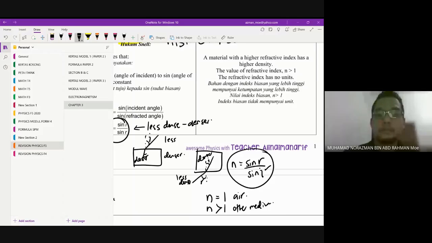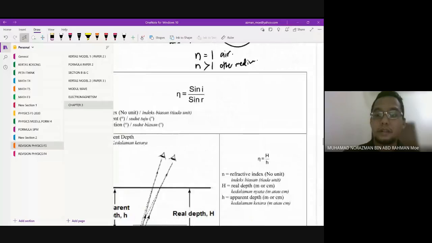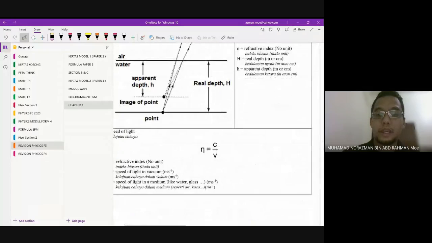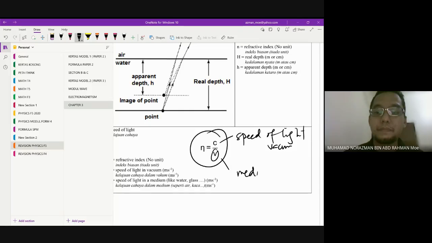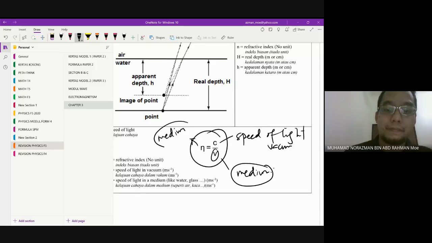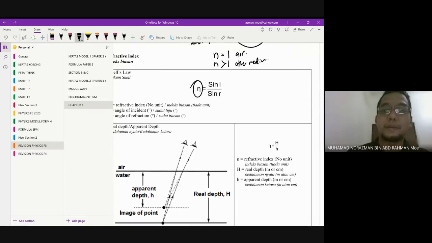Kita ada Snell's law. Okay, ni Snell's law. And also n is equal to c over v. c is the speed of light in vacuum ataupun air. Okay, v is the speed of light in medium. Any refractive index of medium. Okay, same concept dengan ni. n2 is the refractive index of medium.